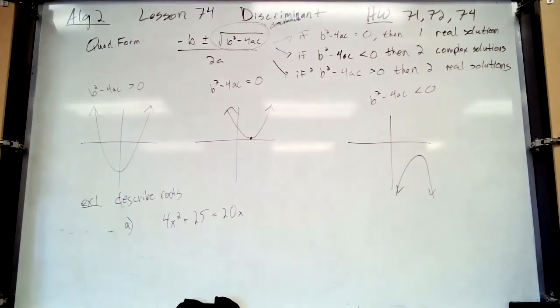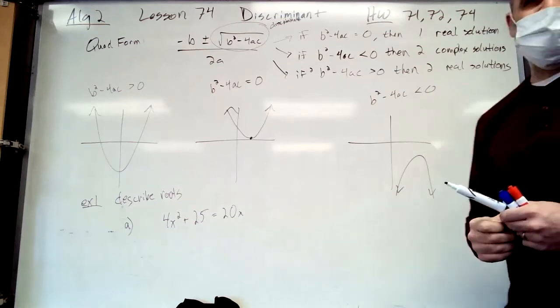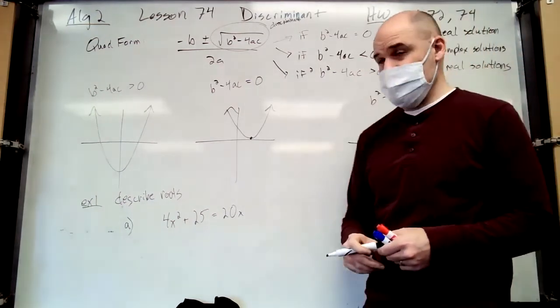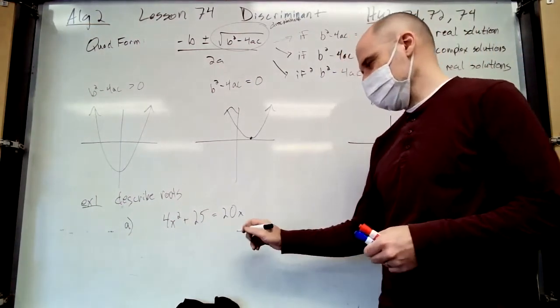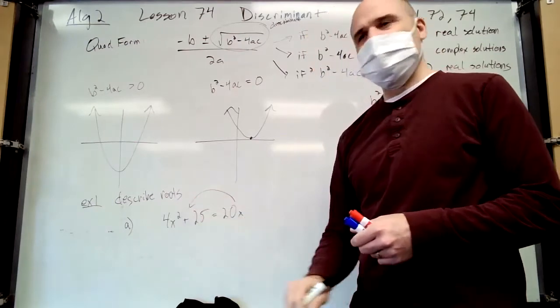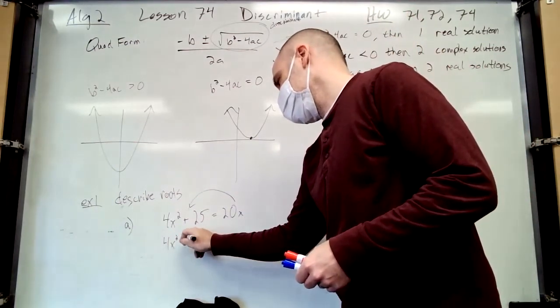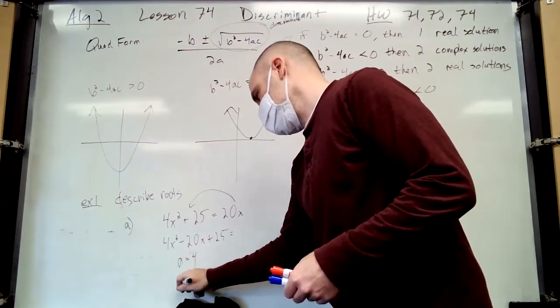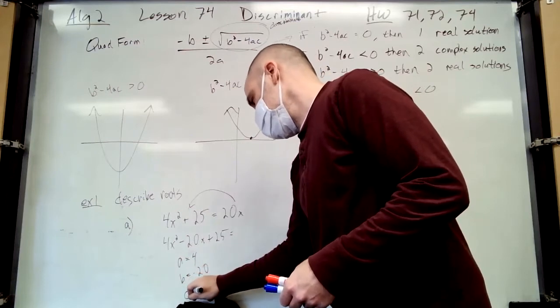Okay, so what do we do? Rock, everybody just rock and roll. That's it. That's what we do. Okay, so what the heck is A, B, and C again? A is 4. B is, right, so remember, get that over there first. And so you get 4x squared minus 20x plus 25. So that means A is 4, B is negative 20, and C is 25.